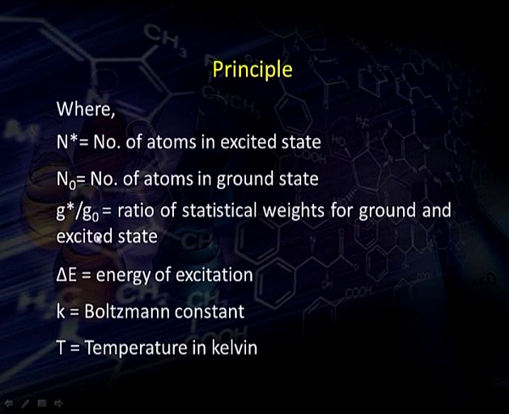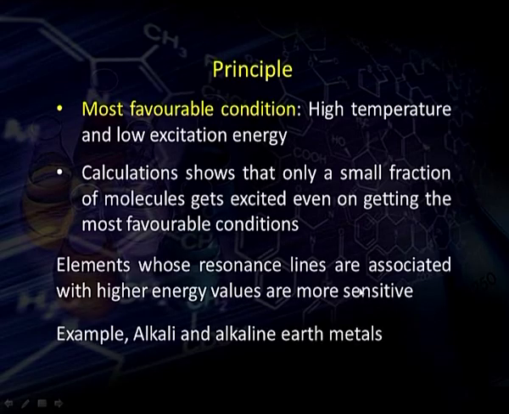The ratio G star upon G naught is the ratio of statistical weight for the excited and the ground state. Delta E is the energy of the excitation, K is the Boltzmann constant, and T is the temperature in Kelvin. The most favorable condition for flame photometry is high temperature and low excitation energy. Calculation shows that only a small fraction of molecules gets excited even under the most favorable condition.